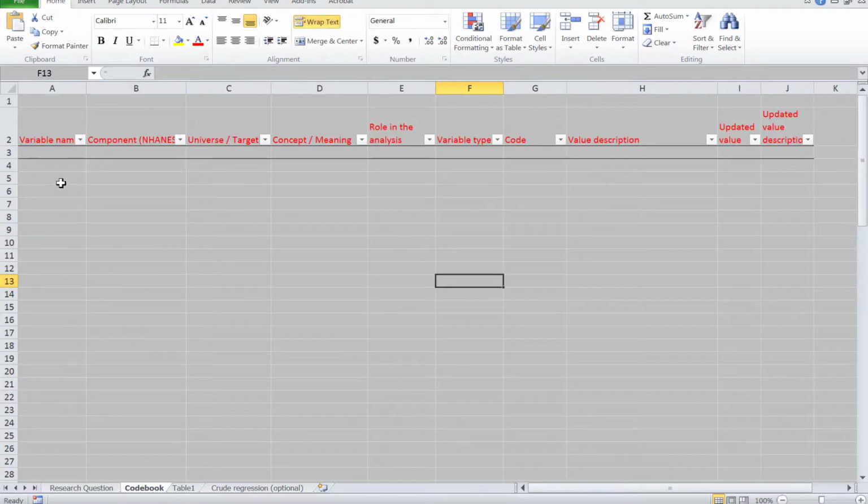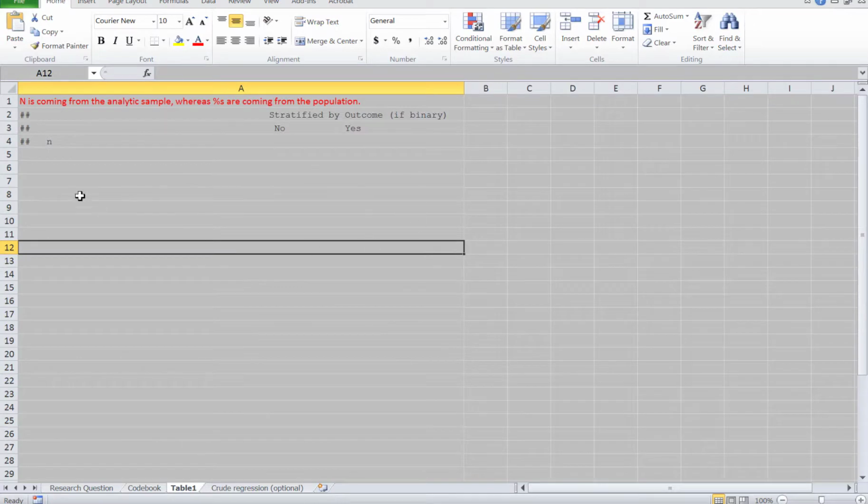And then you have the code book. Say for example, if you are using NHANES as your primary data source, then you need to list the variable name, component name, what is the target, what is the meaning or concept, what is the role in the analysis, variable type, code, variable description, updated description.